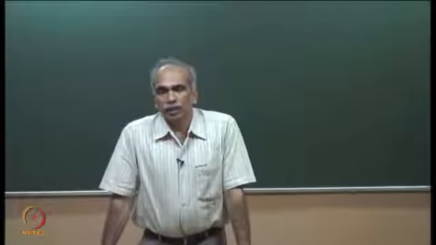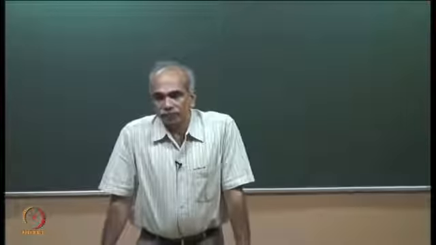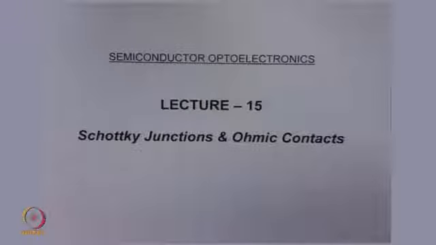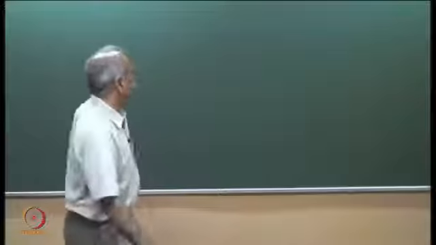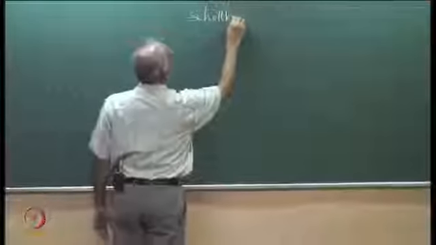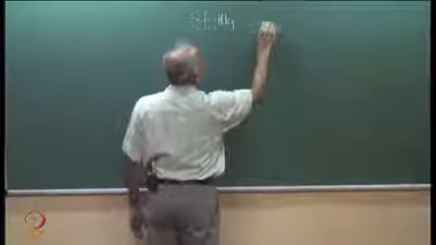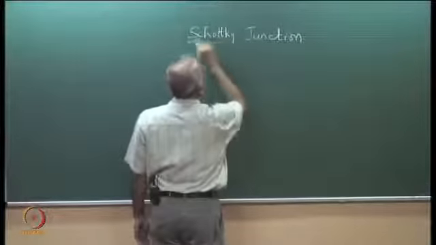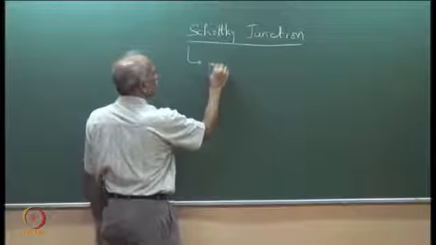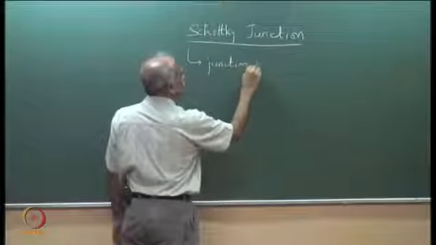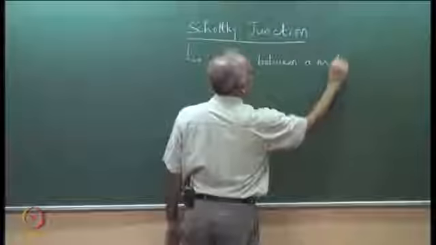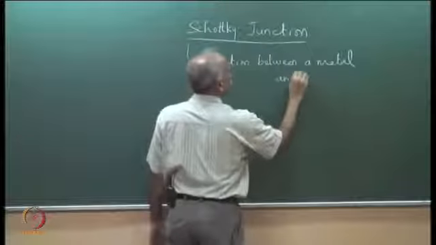Come to this last part of the review talk, and we will discuss Schottky junctions and ohmic contacts, and we will see why it is important in the device. So, Schottky junction. Schottky junction refers to a junction between a semiconductor and a metal.